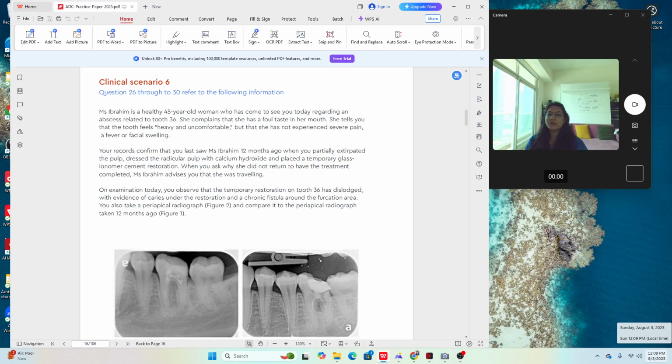She tells you that the tooth feels heavy and uncomfortable, but that she has not experienced severe pain, fever or facial swelling. See, each word of the question is directing you to a diagnosis. The presence of something also directs you to a diagnosis. The absence of something also directs you to a diagnosis. Okay. So currently this woman is saying that she is aware she has an abscess, but it's not that severely painful, it's not caused any fever, and there is no facial swelling. Probably this abscess is there for a long time.